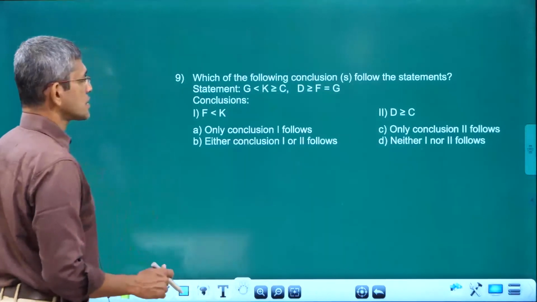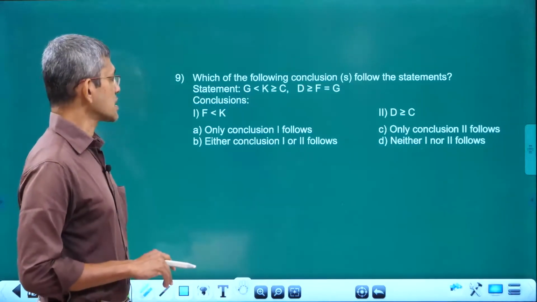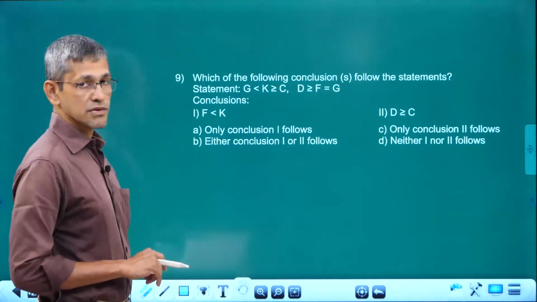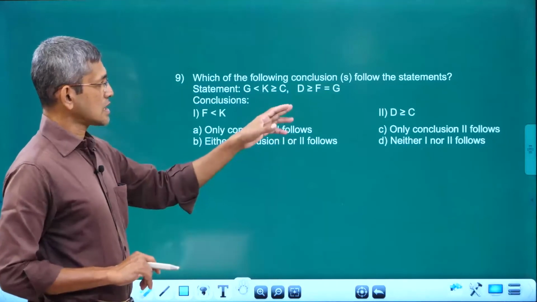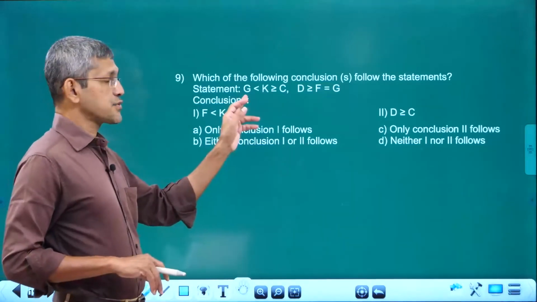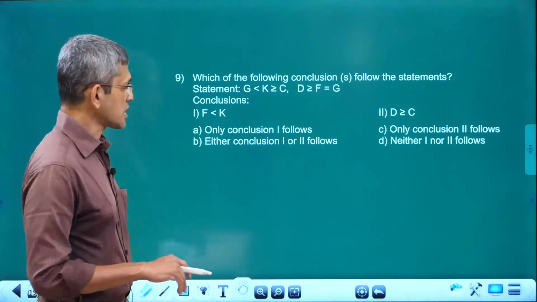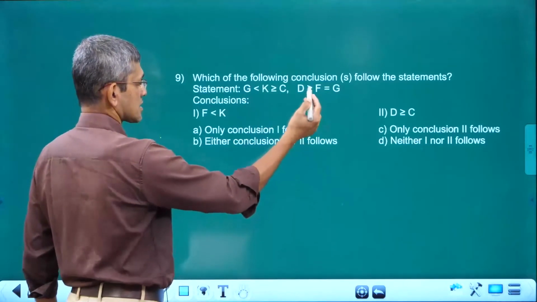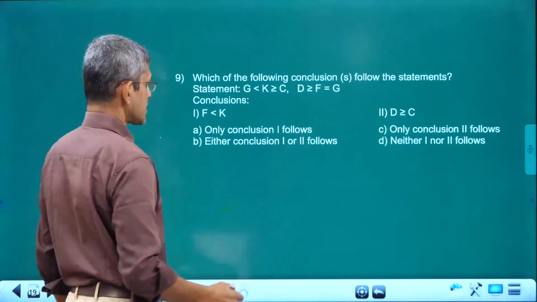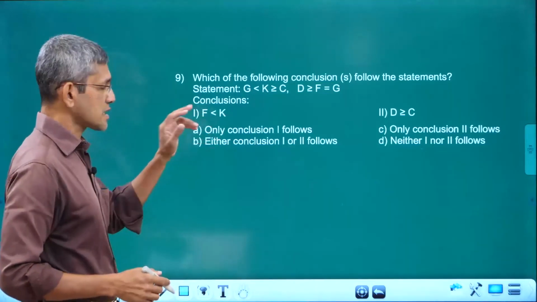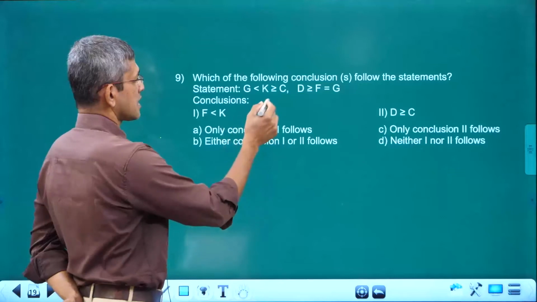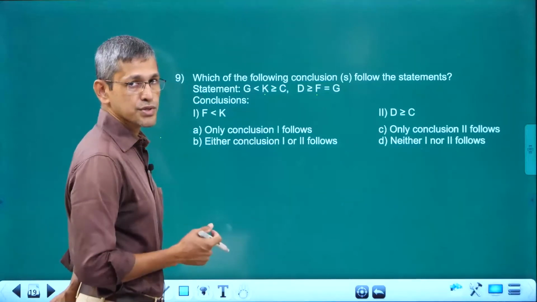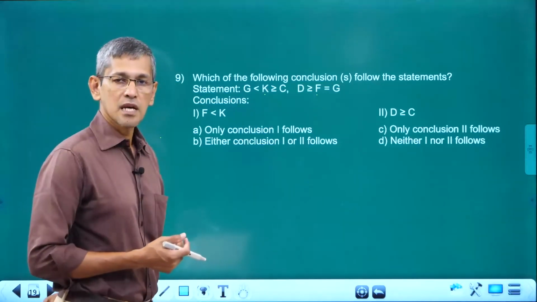Okay, next one. Which of the following conclusions follow the statements? G less than K greater than or equal to C, D greater than or equal to F, that is equal to G. Conclusions: F less than K, D greater than or equal to C. Check it out. We have 2 statements and 2 conclusions. The statements are G less than K greater than or equal to C, and D greater than or equal to F, that's equal to G. The first conclusion is F less than K. Here we have K in the first statement and F in the second statement. That means we need to combine those statements, otherwise it is not possible to get the answer.